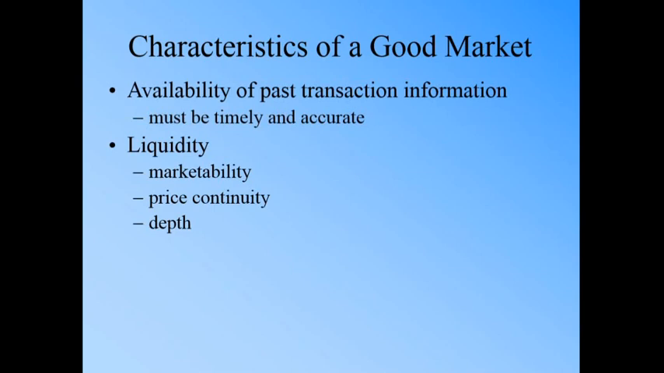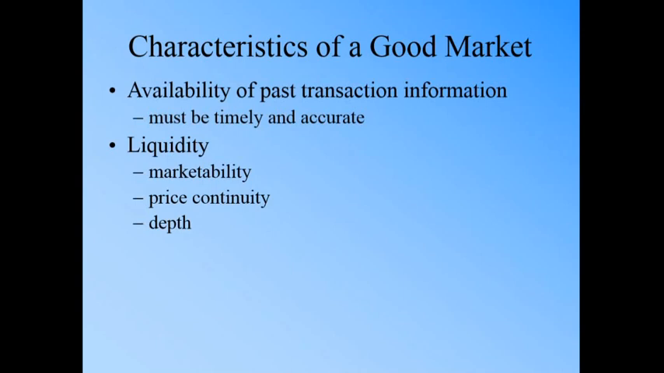The second one is, a good market is the one which has more liquidity. Liquidity means that whatever you want to buy or sell, it is available, you can sell it easily. It means that there are more buyers and sellers. The second point related to this is what we call marketability, meaning that there is a market for everything. You can buy or sell anything you want.